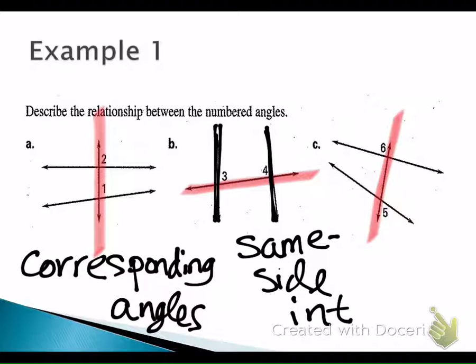So, part C, same side or different sides? The 6 and the 5. Same side of the red line or different sides of the red line? Different. So it's one of the alternates. Are they inside the other two or outside the other two? Outside. So put it all together. Alternate exterior. I'm just going to put Alt-X because I am out of space.